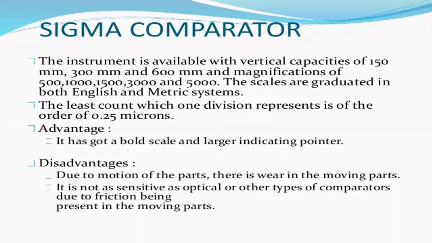And let's see the advantage of the sigma comparator. It has a bold scale and a larger indicating pointer compared to other mechanical comparators. This sigma comparator consists of a bold and large scale. The disadvantages are due to the motion of the parts; there is wear in the moving parts.